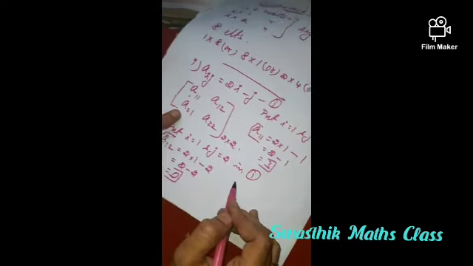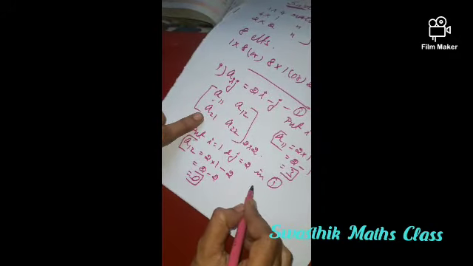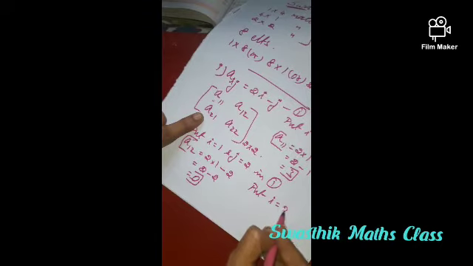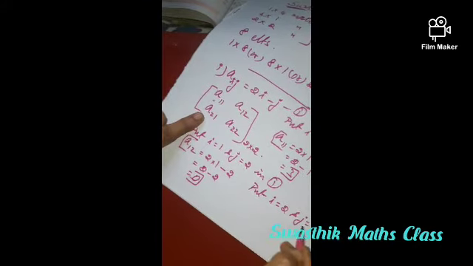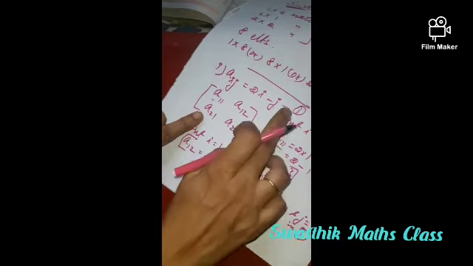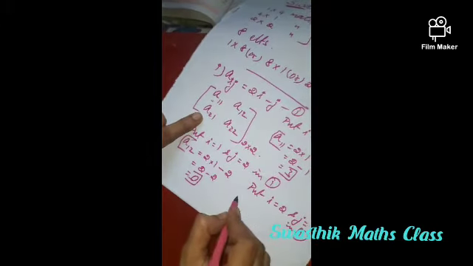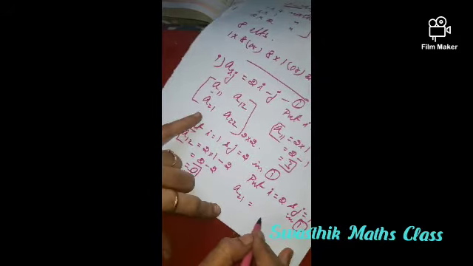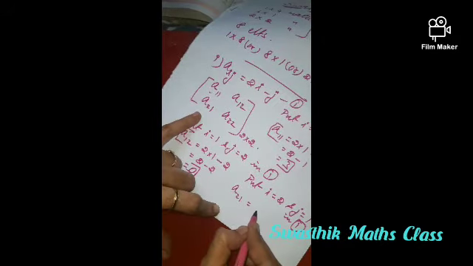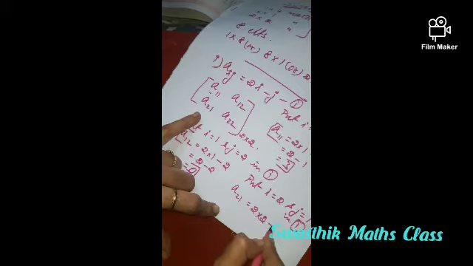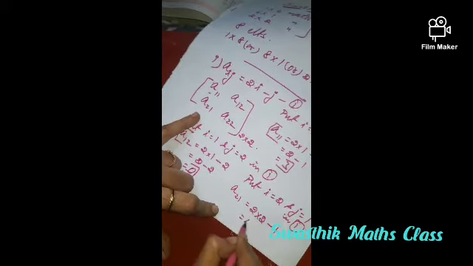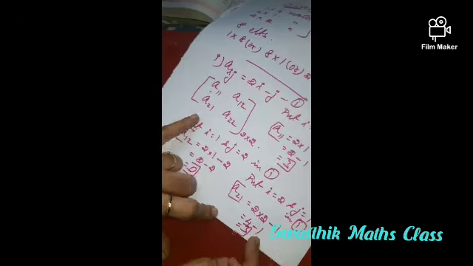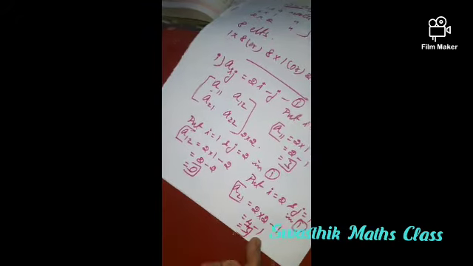And next, to get A21, we have to put i is equal to 2 and j is equal to 1 in the same equation 1. So, we get A21 is equal to 2 into 2 minus 1. That is 4 minus 1 is equal to 3. Therefore, we get A21 is equal to 3.